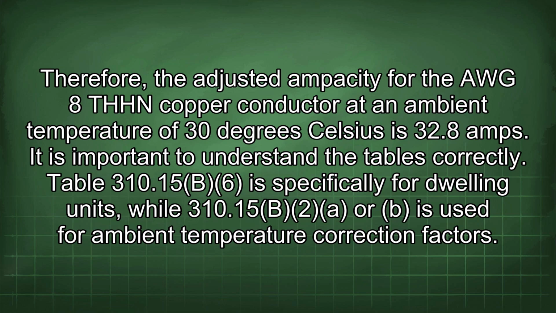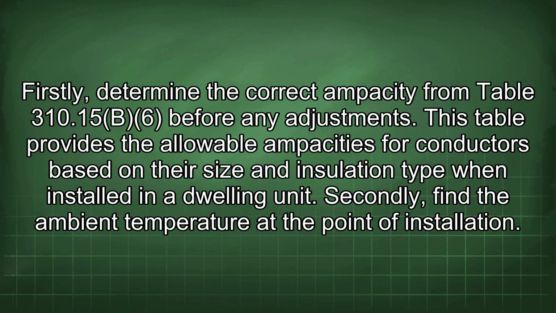It is important to understand the tables correctly. Table 310.15(B)(6) is specifically for dwelling units, while Table 310.15(B)(2)(a) or (b) is used for ambient temperature correction factors. Firstly, determine the correct ampacity from Table 310.15(B)(6) before any adjustments. This table provides the allowable ampacities for conductors based on the size and insulation type when installed in a dwelling unit.